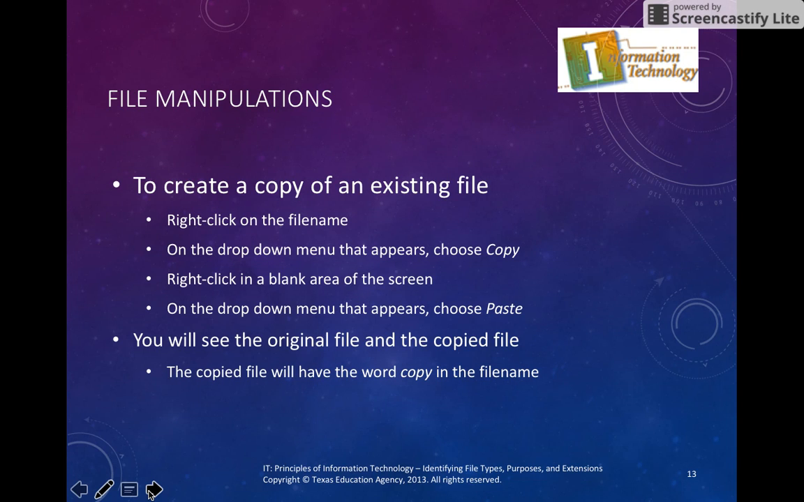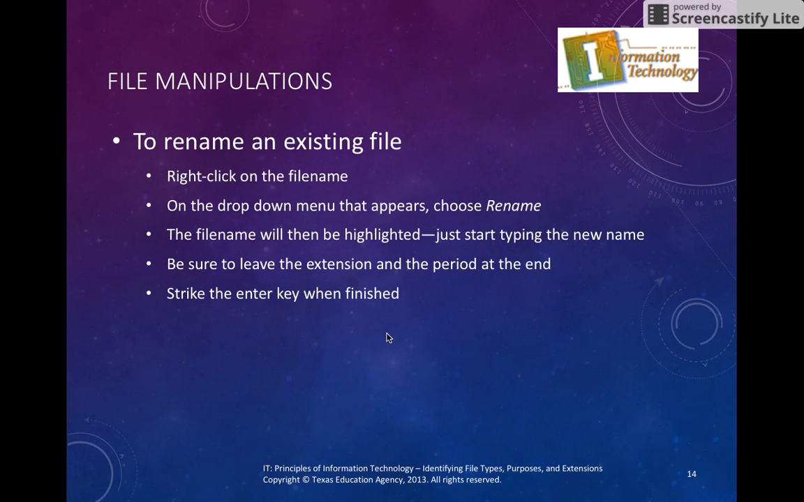And then you can also create a copy of an existing file. So maybe you have a 2-term class and you want to copy it so that you have one for the first term and then one for your second term files. So you can right click on the file name, and then on the drop-down menu choose copy, and then you can right click in the blank area of the screen, and on the drop-down menu it should appear paste, and you will see the original file and the copied file. The copied file will have the word copy in the file name. And then you can rename that.